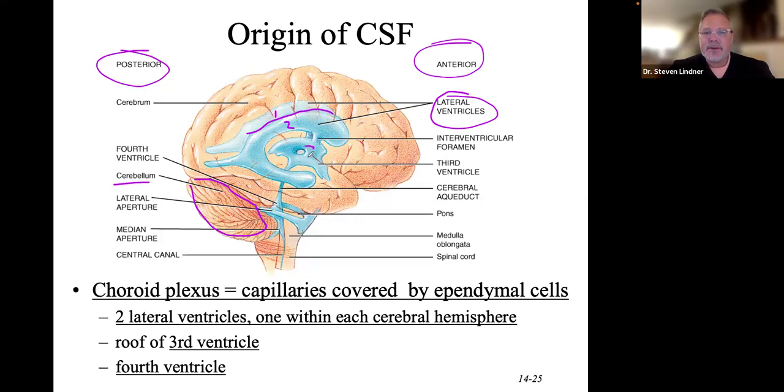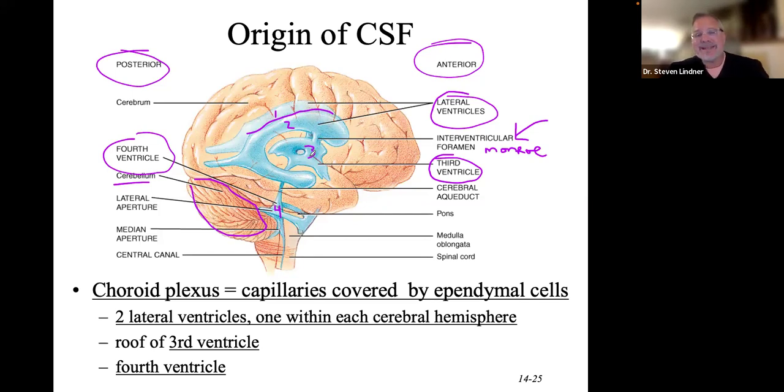Here is the third ventricle. And then down here at the bottom is the fourth ventricle, right there. So how does the CSF flow from the lateral ventricles into the third ventricle? Well, there's a drainage duct right here called the interventricular foramen of Monroe. Now that's the drainage duct going from lateral ventricle 1 and 2 into the third ventricle.